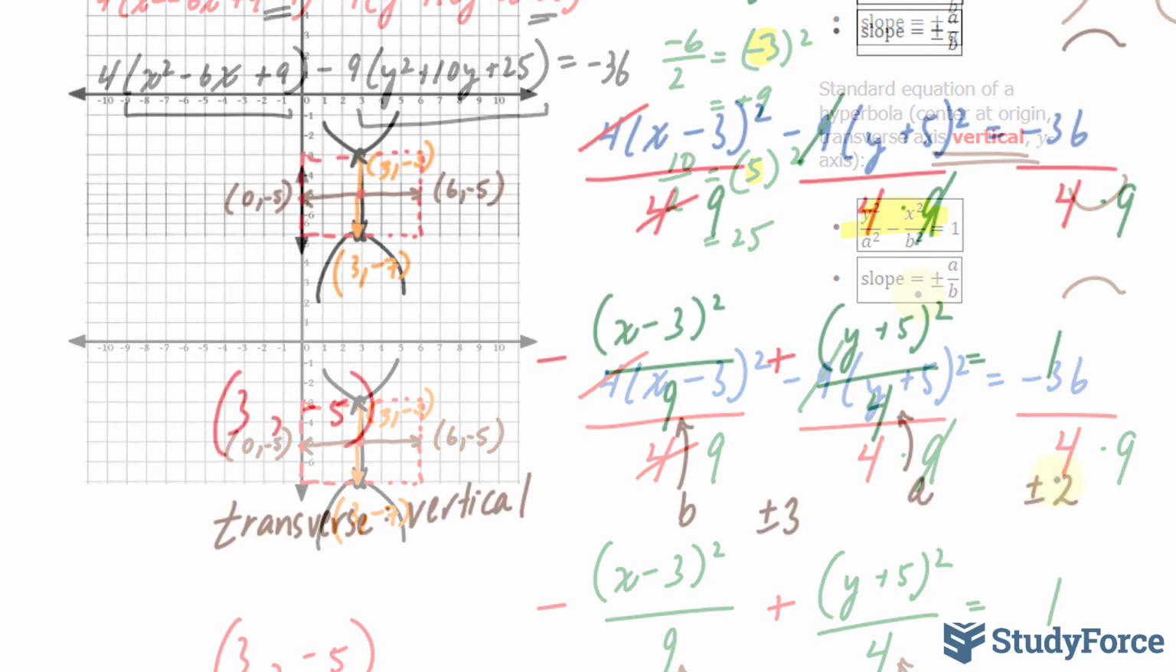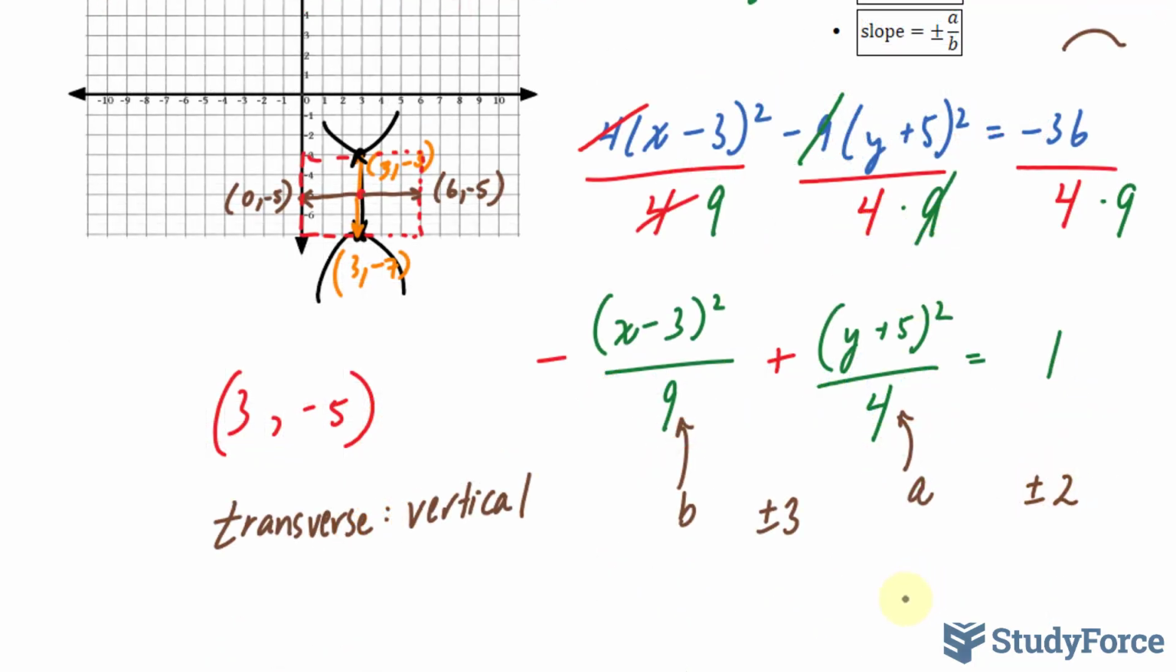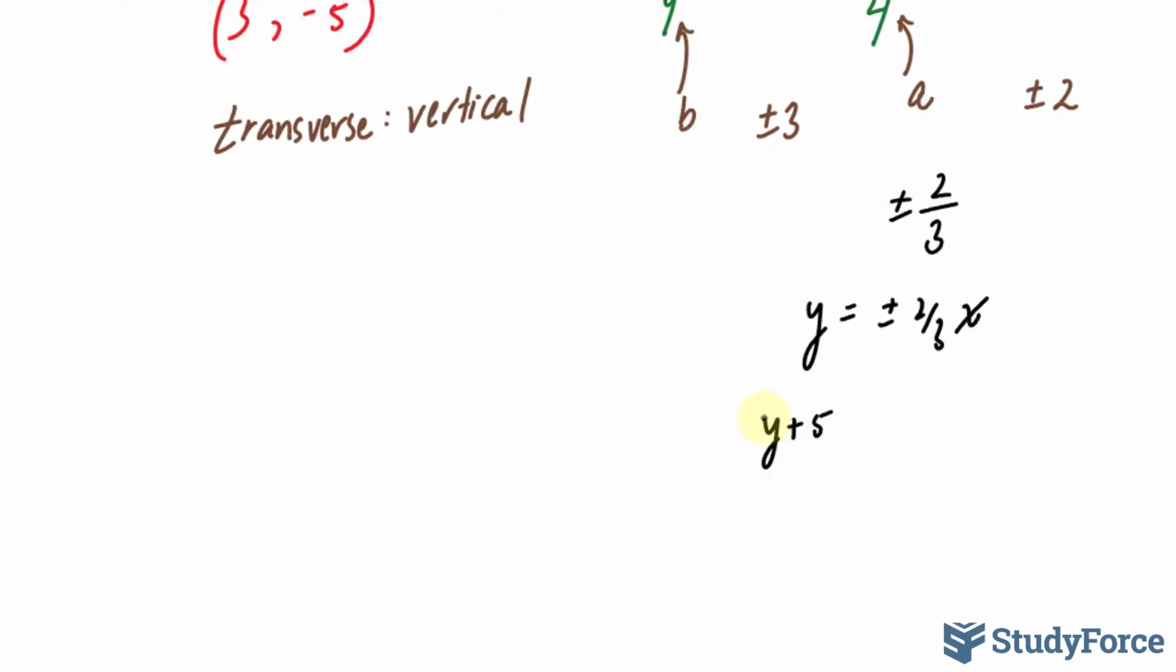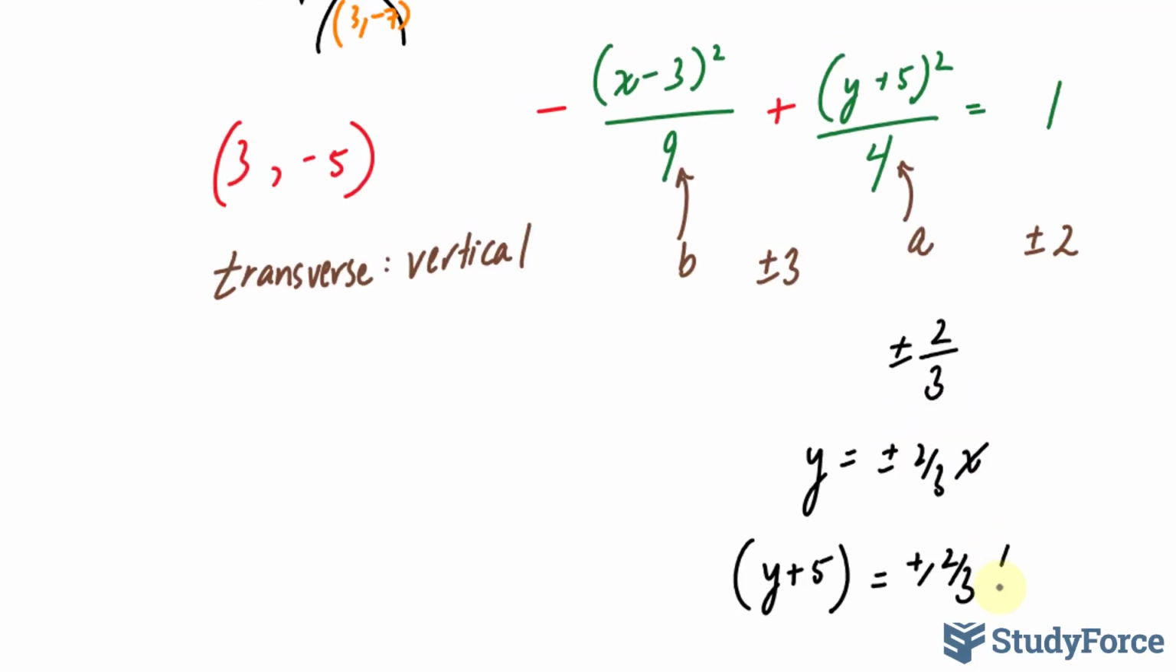My a value was plus minus 2, and my b value was plus minus 3. So our asymptote equations will be y is equal to plus minus 2 over 3x, and this is only the case if it were centered at the origin. Ours is not. So I'll replace this y with y plus 5. Y plus 5 is equal to plus minus 2 over 3, and my x was x minus 3.